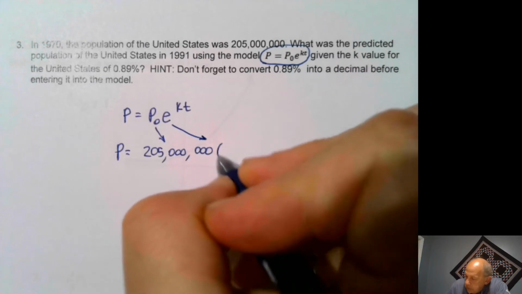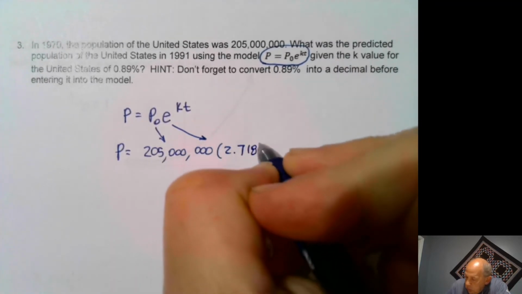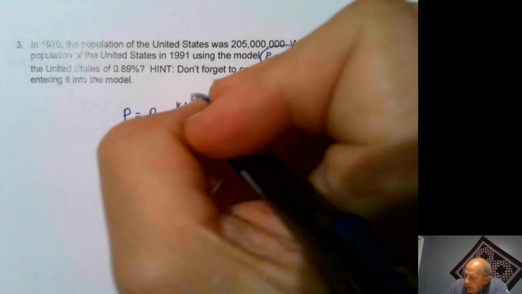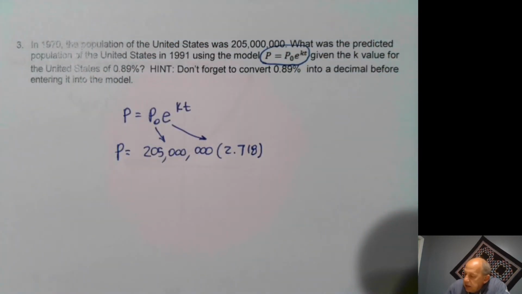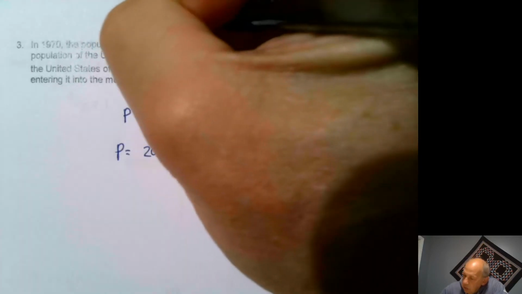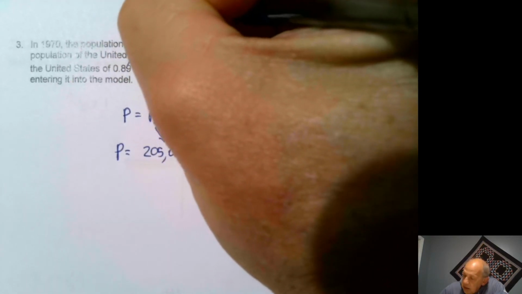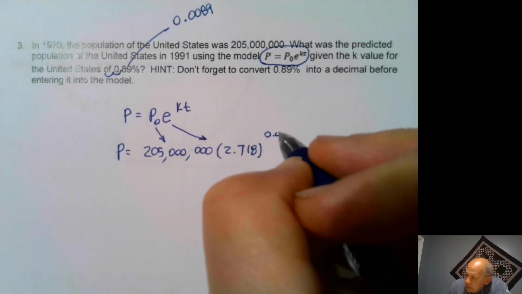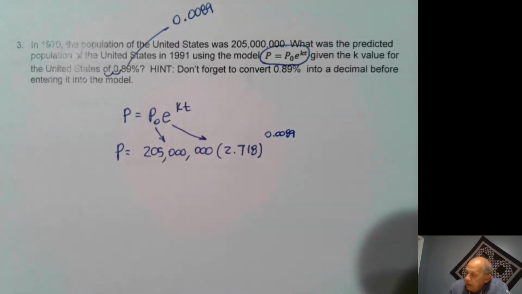My e, of course, is that constant, 2.718. This k value for the United States is 0.89%. I have to convert 0.89% to a decimal. That would be 0.0089 as I move the decimal over 2 places. Now the time. Here's where sometimes people have a tough time with this.